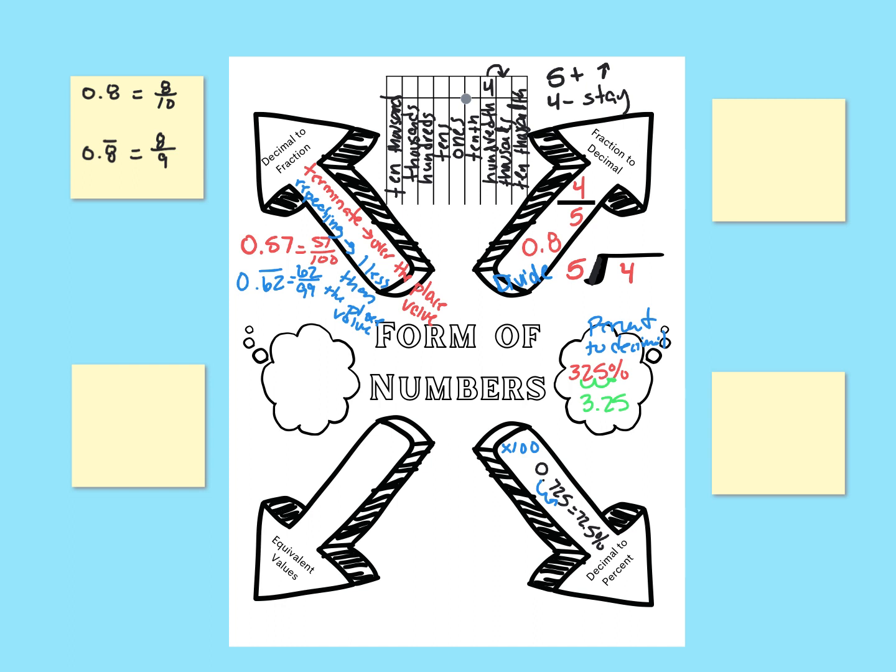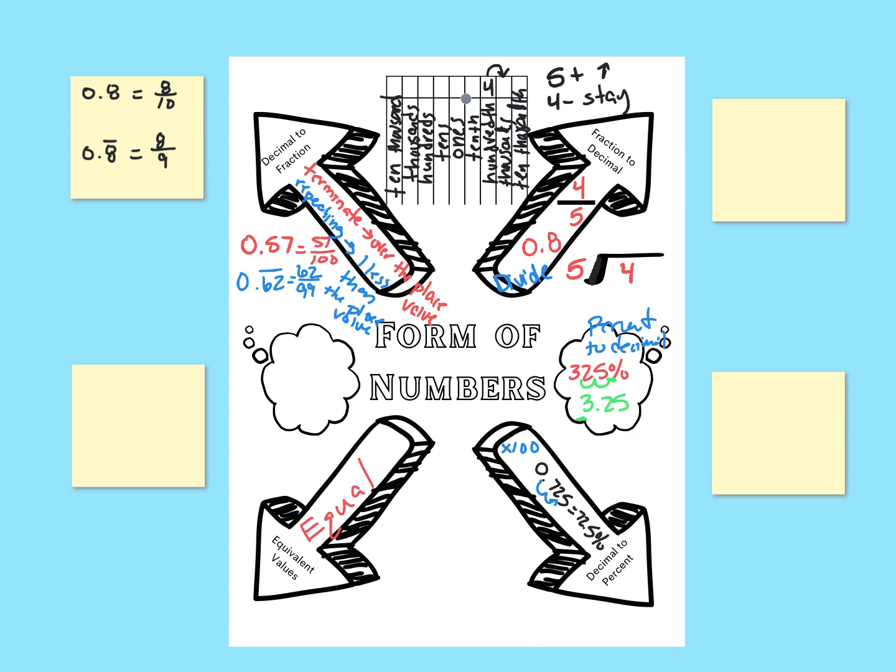And anytime you have a percent bigger than 100, or 100 or bigger, you're going to have that whole number part in a decimal. And then a vocab review. If it says write the equivalent value or an equivalent expression, that just means they're equal. So 325% is equivalent to 3.25, or 4/5 is equivalent to 0.8. So these are all examples of equivalent values.